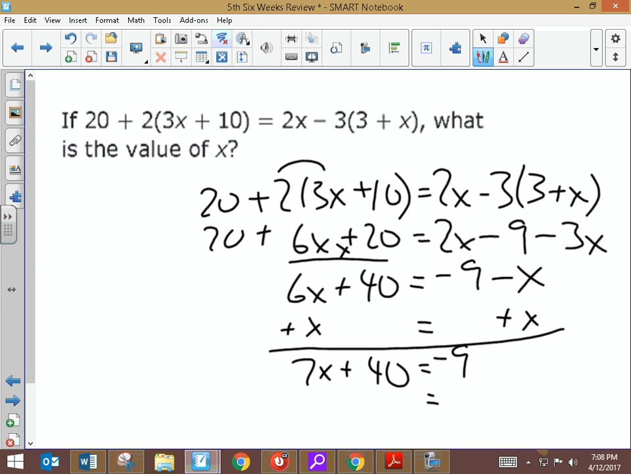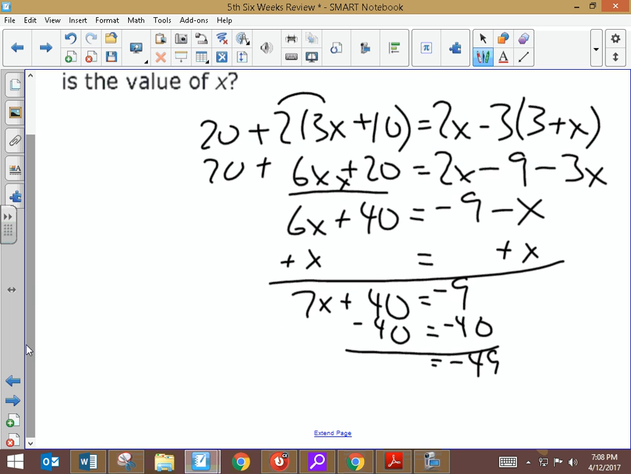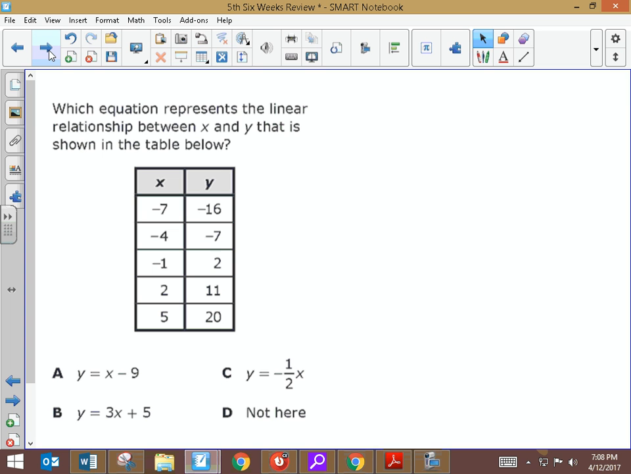Okay, let's get rid of the 40 because it's on the wrong side. And that gives me a negative 49. Bring down my 7x. So, dividing both sides by 7, x is equal to negative 7. Okay? All right, so that's doing it by hand. So, you can choose this way or you can do nSolve. Okay? Probably have better success than I did. All right, let's keep going.